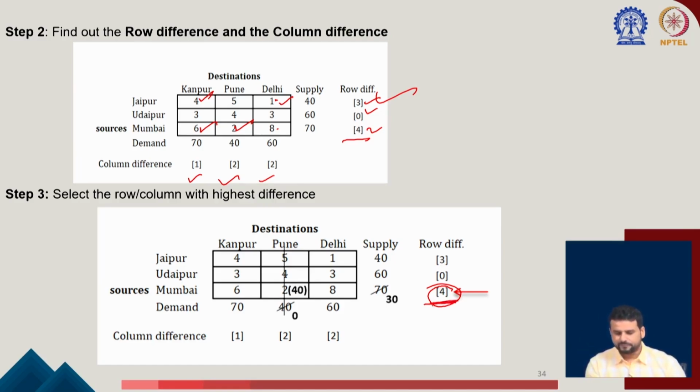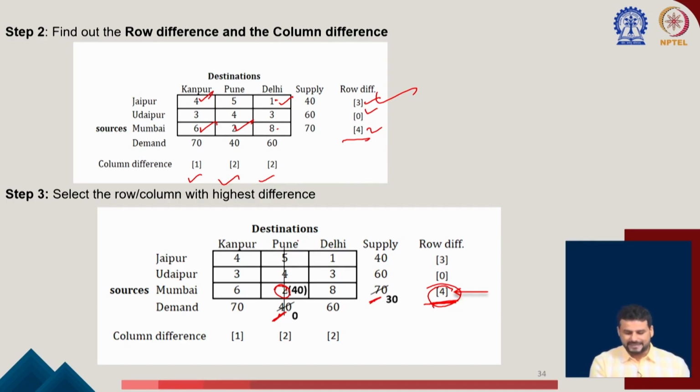We can see that 4 is the highest row difference, so we need to fulfill the demand in this particular row. Now what is the minimum cost in this row? The minimum cost is 2. So we allocate the maximum number we can in this particular cell. How many can we allocate at maximum? I have told you, you check the supply and the demand, and whichever is the minimum value, that many units you can allocate. So 40 is the minimum value.